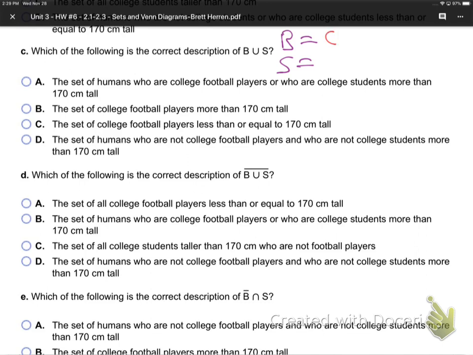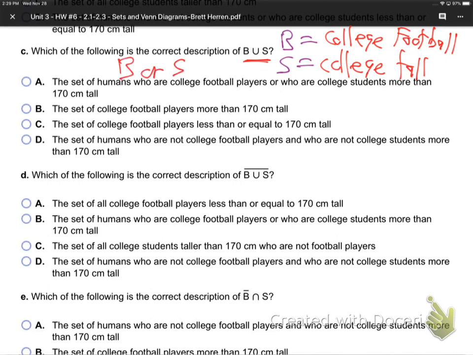What was B? B was college football. S is college tall people, right? Okay, so back to business here. So B union S. What does the union mean? You're just uniting them together, putting them all together. Remember, it's like the word or. So you can be in B or in S. So union is like or. Remember, the overlap is like an A for and, and the union is or.